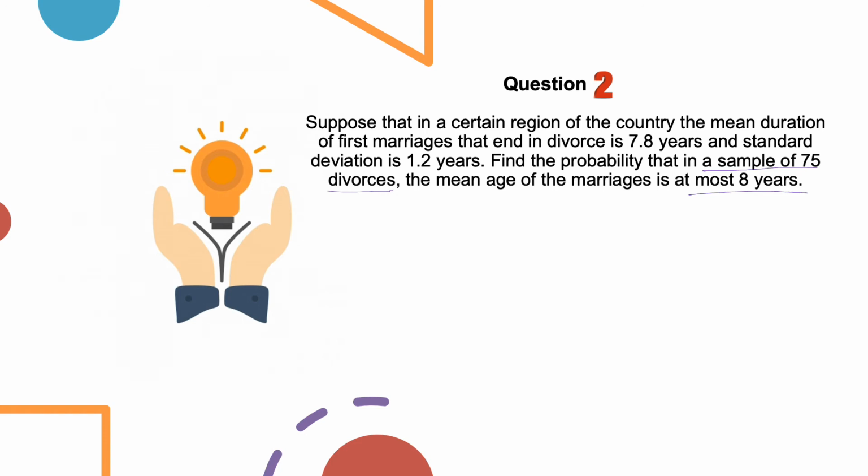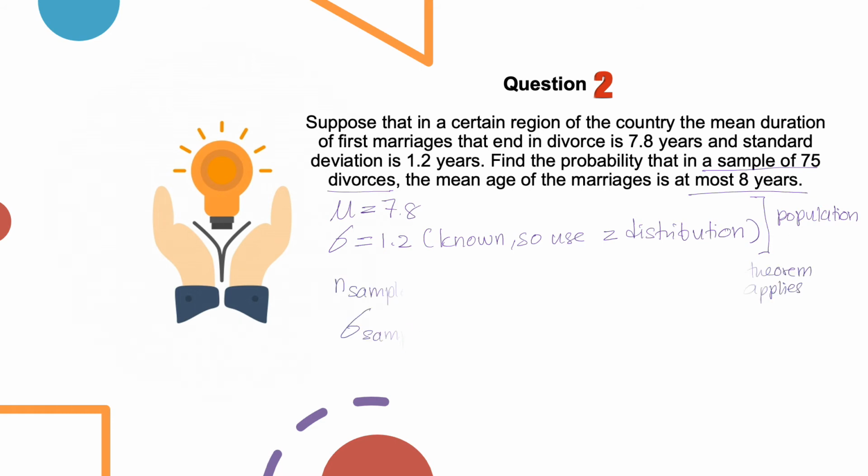The second question is given as follows. Suppose that in a certain region of the country, the mean duration of first marriages that end in divorce is 7.8 years, and the standard deviation is 1.2 years. Find the probability that in a sample of 75 divorces, the mean age of the marriages is at most 8 years. So the first statement here refers to the information of the population, where the mean of the population is 7.8 years and the standard deviation of the population is 1.2 years.